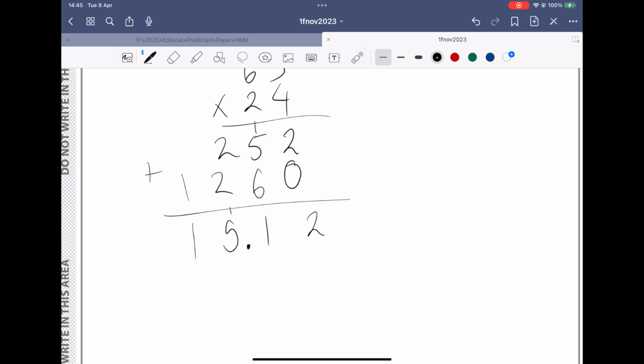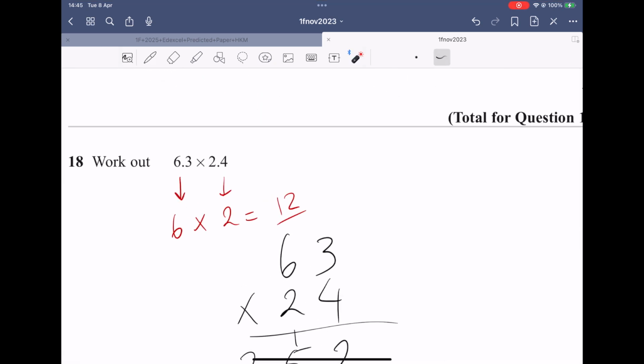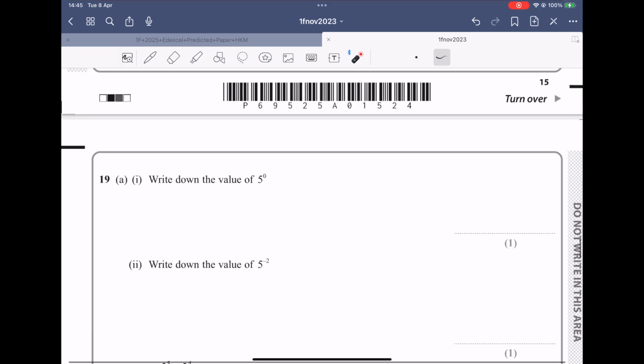15.12. It's a little bit bigger than 12 because our numbers are actually a little bit bigger than 6 and 2. So our number's a bit bigger, all right? Use some logic for those. Do not leave them blank.